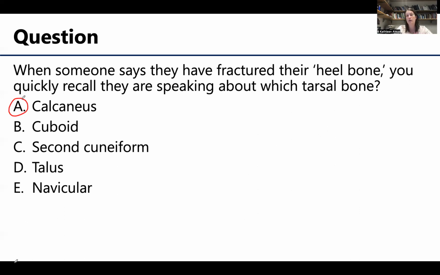The calcaneus is going to be the inferior portion of the more posterior part of the foot. This is going to be associated with the heel region. You do have the calcaneal or Achilles tendon attaching in this region as well. The talus is sitting on top of the calcaneus. This is more associated directly with the ankle joint. And then we didn't so much talk about these other tarsal bones here, the cuboid, second cuneiform, and navicular, but these are not going to be what most people are thinking about when they think of the heel region.